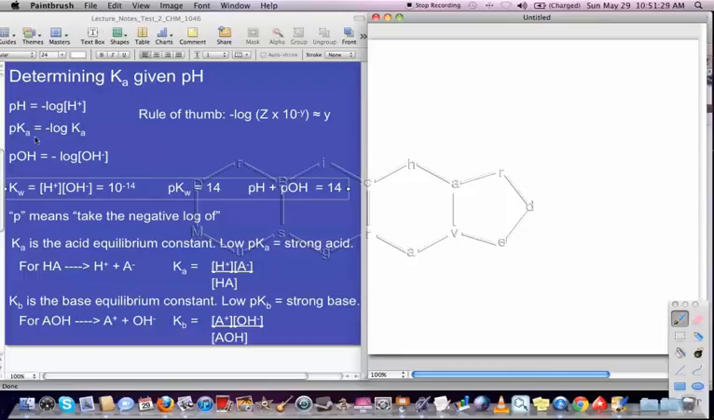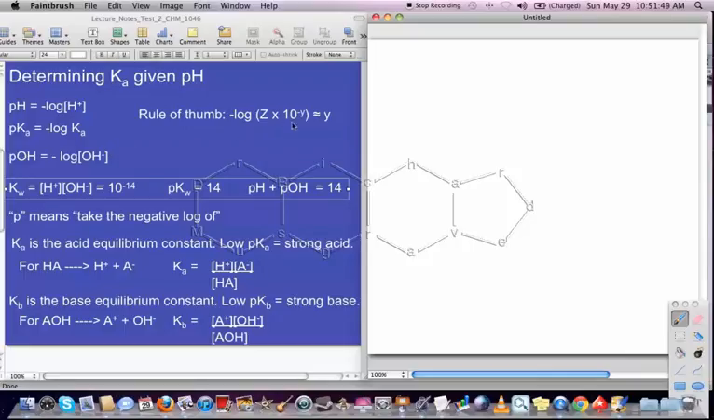The pKa, take the negative log of the Ka. P grandmother, take the negative log of your grandmother. So that's what the little p means. And you can do the same thing with OH as well. pOH is the negative log of the hydroxide ion concentration, OH minus.